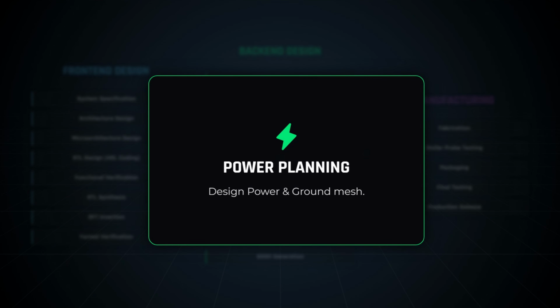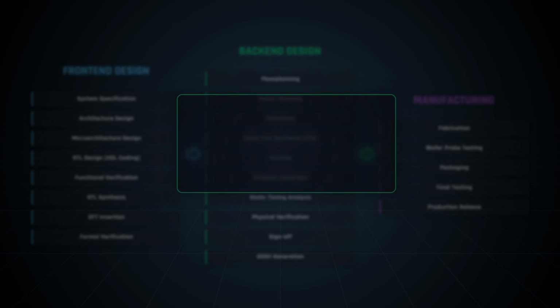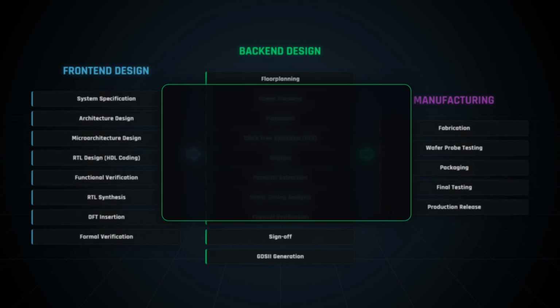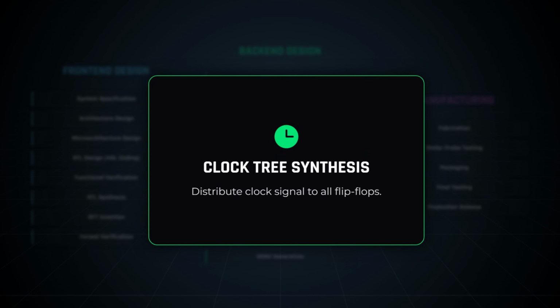10. Power planning. We design power lines and ground lines so that power reaches all parts of the chip properly. 11. Placement. All standard cells, gates, and flip-flops are placed on silicon. 12. Clock tree synthesis, CTS. The clock network is designed so the clock reaches every flip-flop with minimum delay difference.